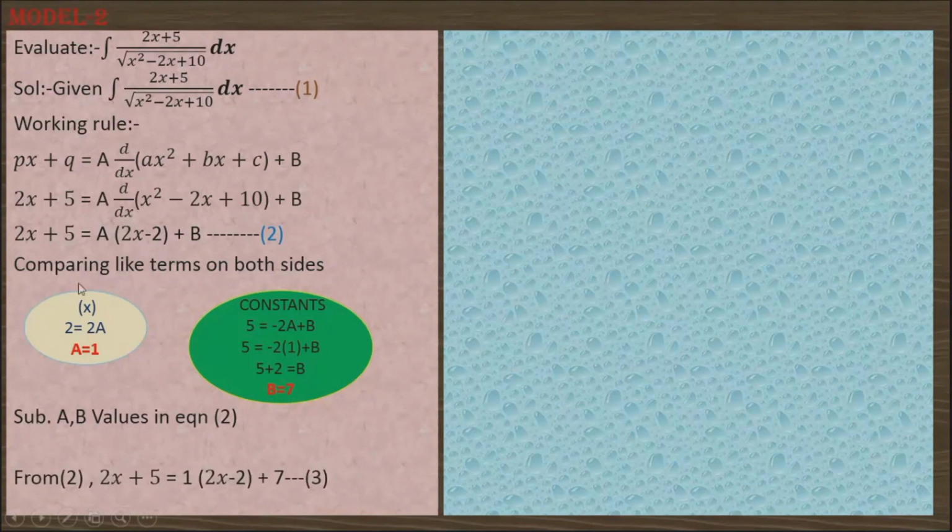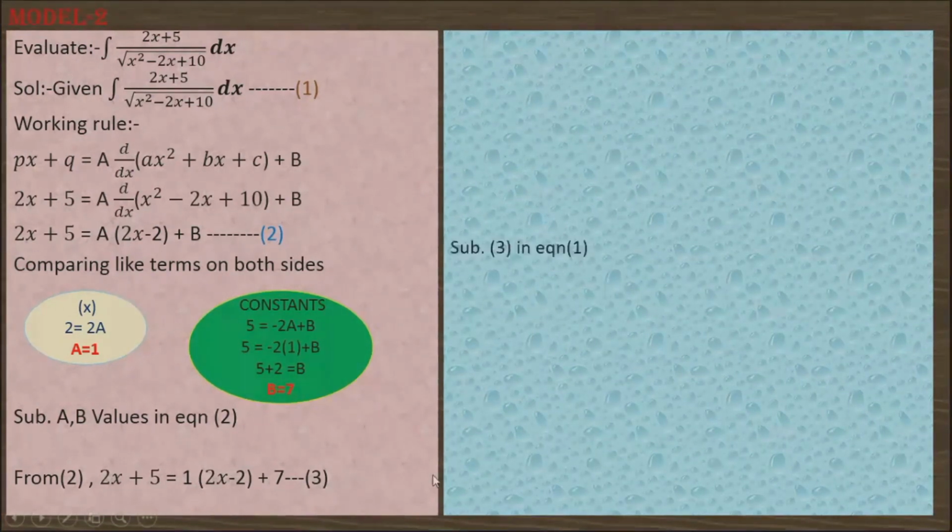A value 1. So I am replacing here 1 into 2x minus 2 plus b value 7. So this is the value of 2x plus 5. So 2x plus 5 becomes 1 into 2x minus 2 plus 7. I am taking this equation as 3. Now substitute equation 3 in the problem 1. So I am applying in equation 1.